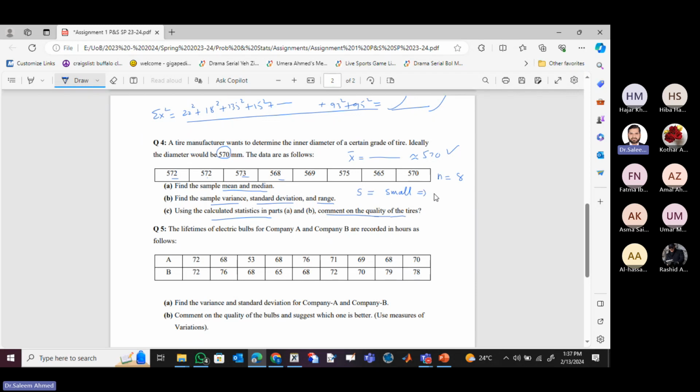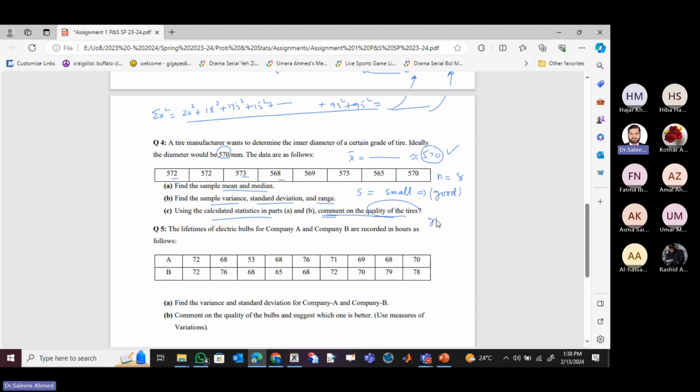If it is very small, it means the quality is good, because the standard deviation gives me the spread. So all the tires should be close to 570. But if they are far from 570, it means the tire quality is not good, right? Comment on the quality of the data. You can say that because the sample standard deviation is very small and the mean is close to 570, hence the quality of the tire is good.